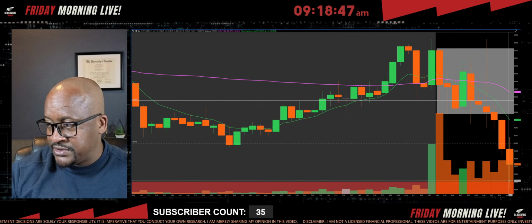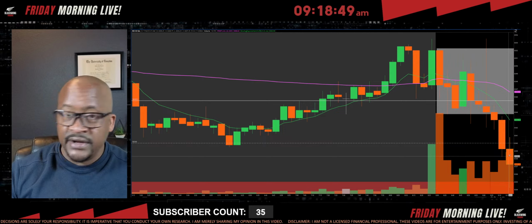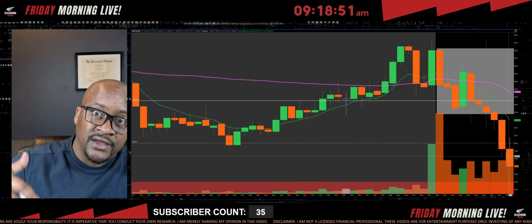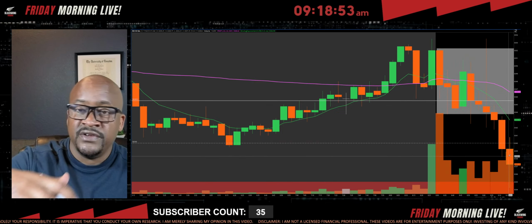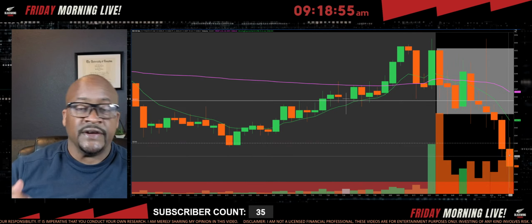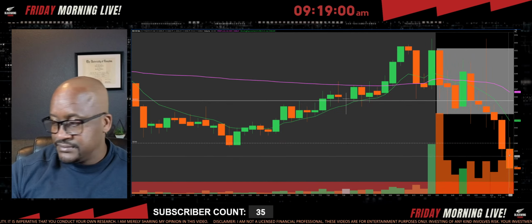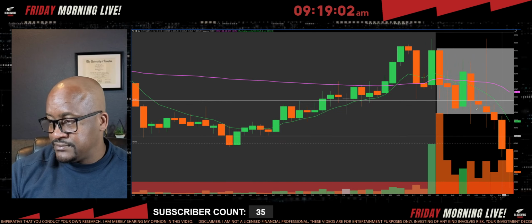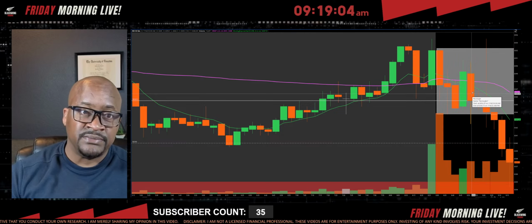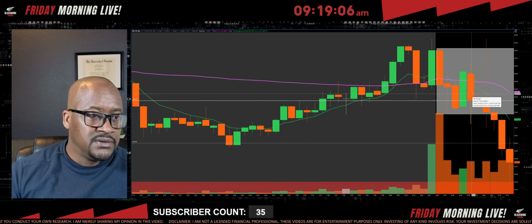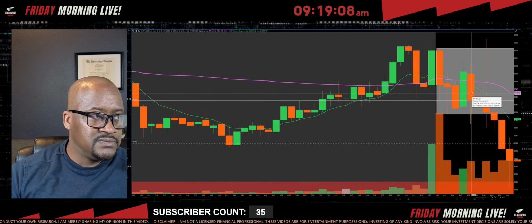It went down into 6334 and then it bounced up. So that lets you know that it recognizes, okay, this is a previous resistance area. And there's some price action happening around there. Pay attention to these supply and demand zones. Yeah, it's kind of pulling up now.